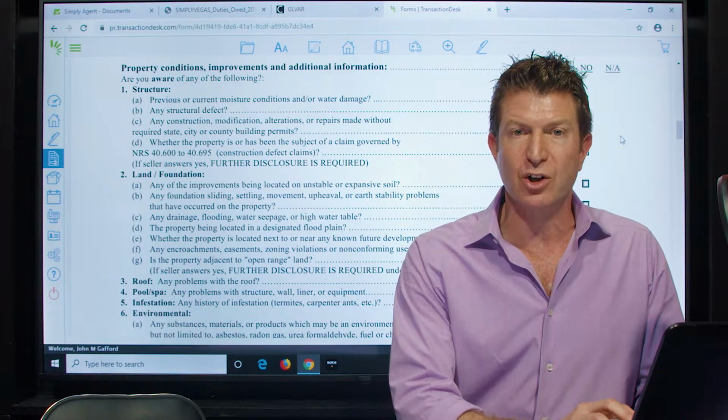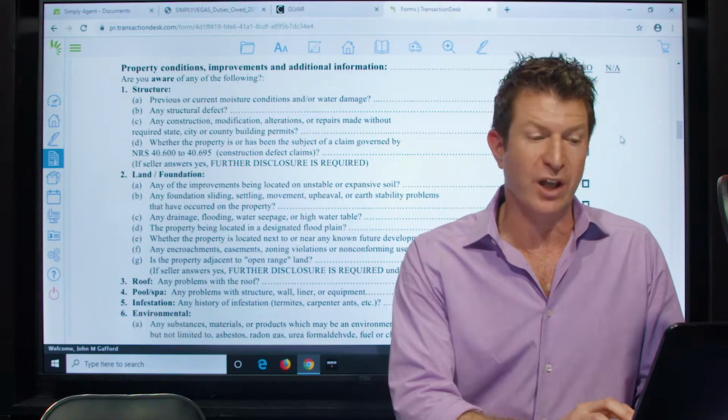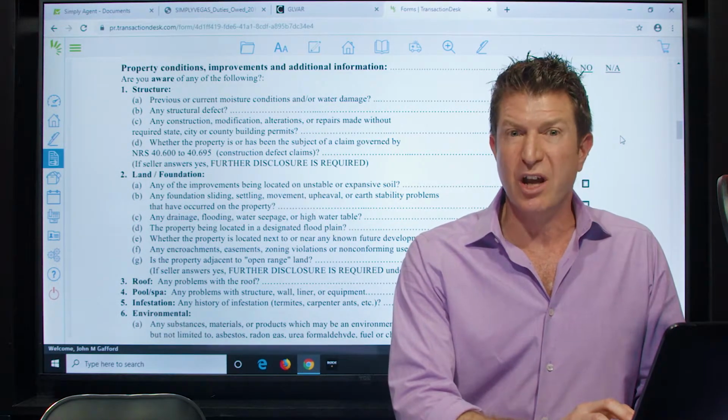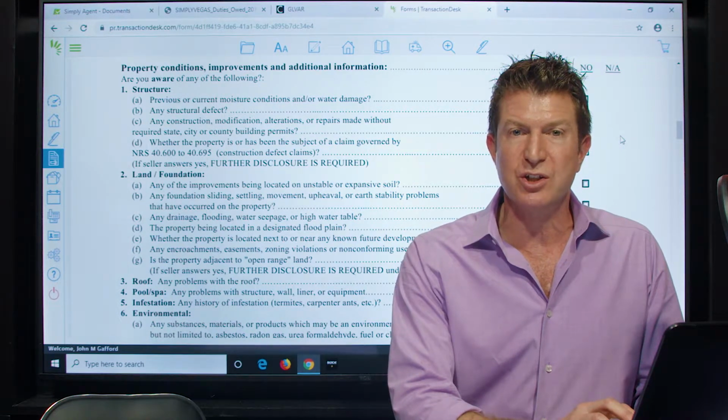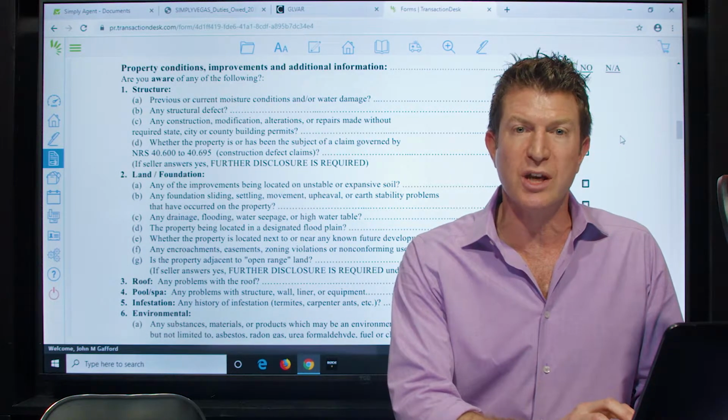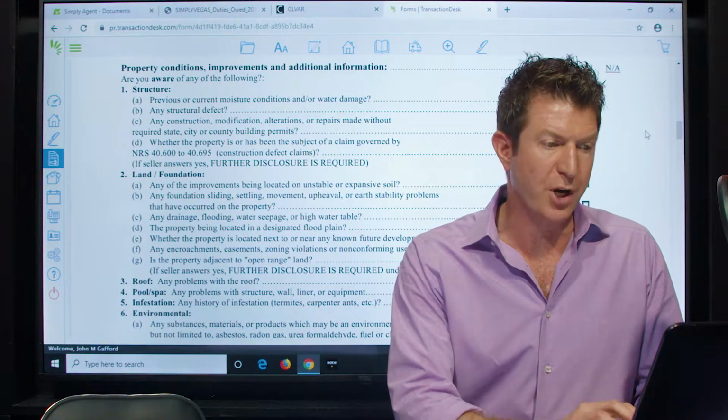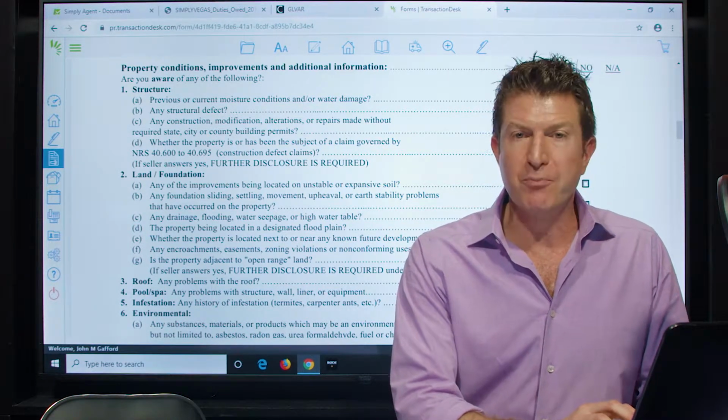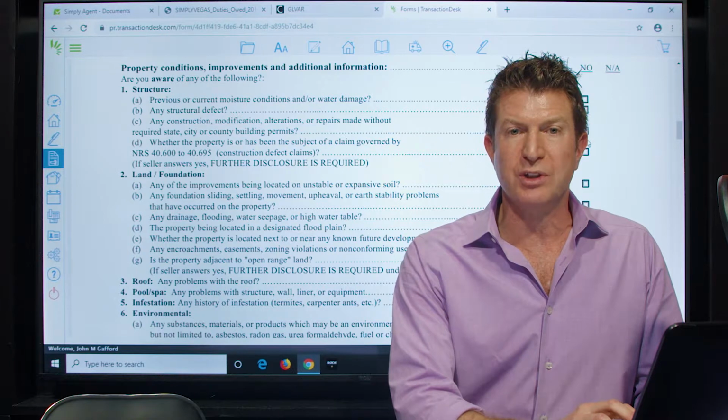Then the buyer has the option to pull out of the contract when it's revealed that there is no permit for that. That's something, again, that it would be a good idea to put on the agent-to-agent remarks so that a buyer knows going into the property that something wasn't permitted. Has the property ever been subject to a government structural defect claim?